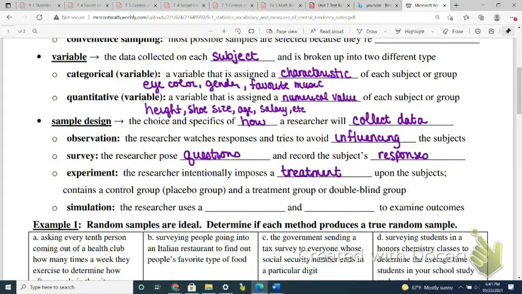And finally is a simulation, and sometimes you have to use simulations because it's not ethical to do otherwise. This is where the researcher uses a math model and probabilities to examine outcomes.